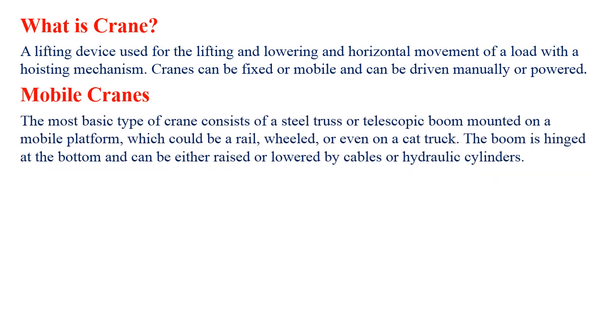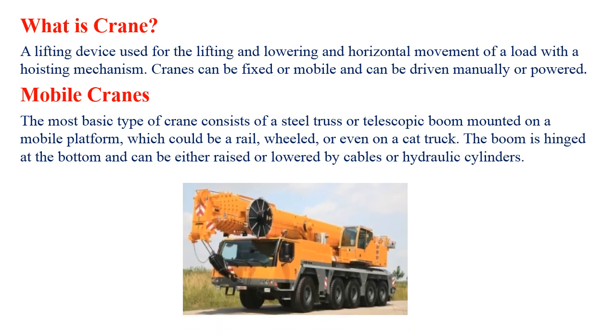Mobile cranes. The most basic type of crane consists of a steel truss or telescopic boom mounted on a mobile platform, which could be a rail, wheeled, or even a cat truck. The boom is hinged at the bottom and can be either raised or lowered by the cables or hydraulic cylinders. This is an example.